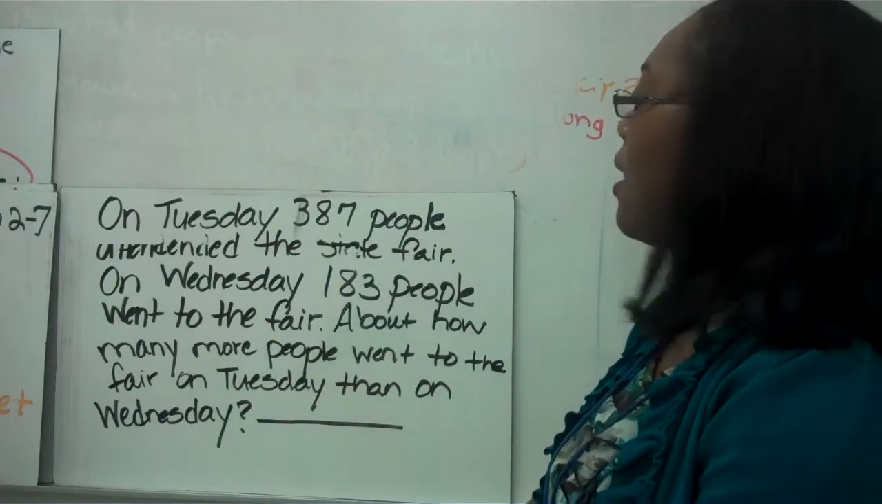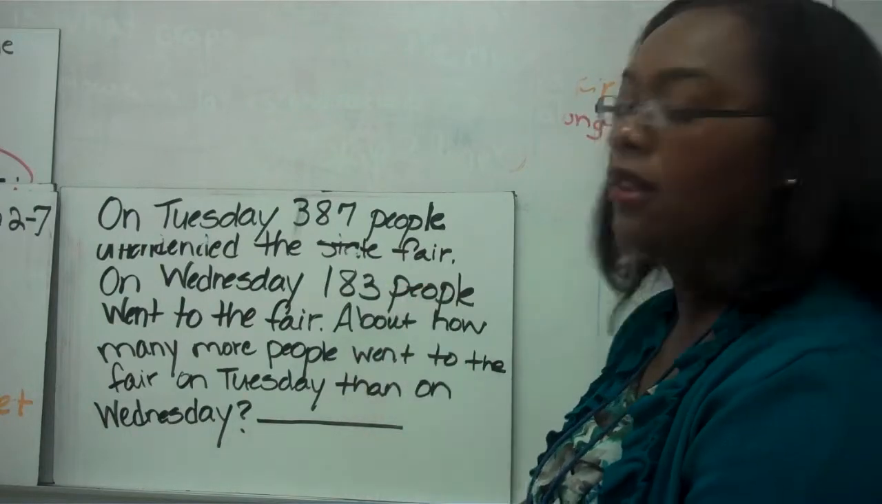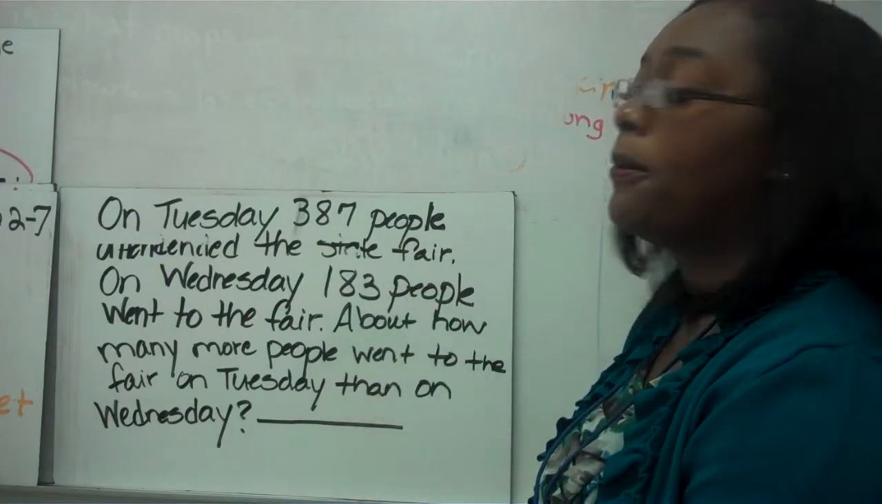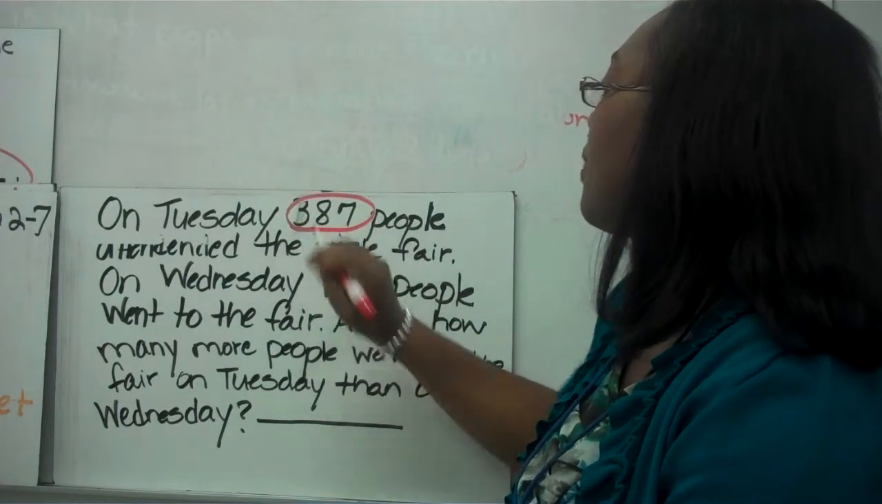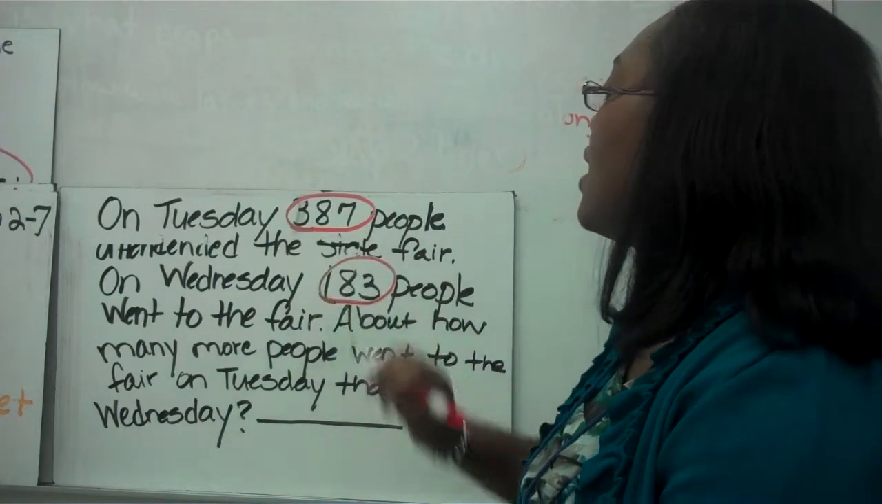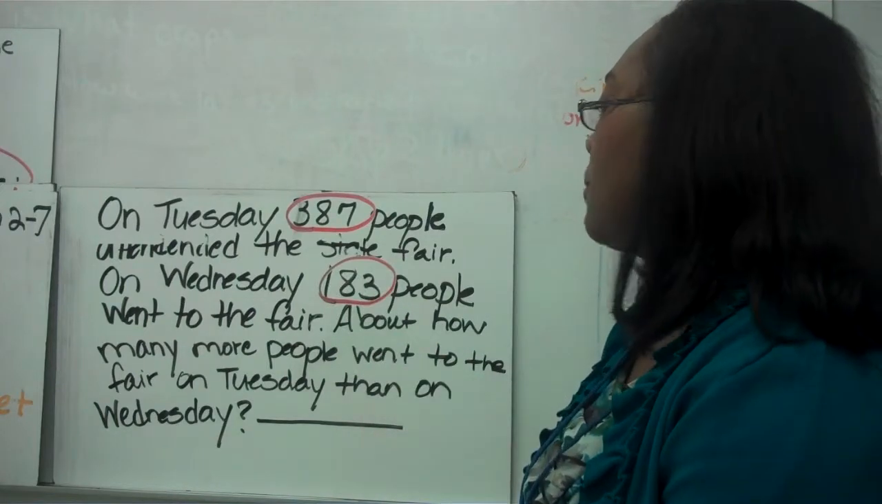Now, remember, in problem solving, we always use our strategies, and the first thing we do is circle keywords. Remember, numbers are always keywords. So I'm going to circle 387, 183. Now, what other keywords have we learned about?